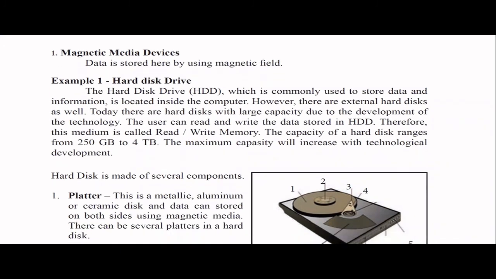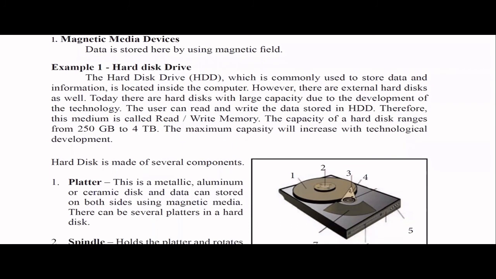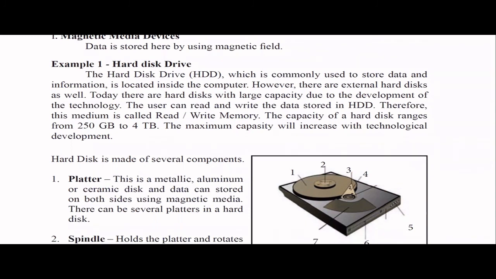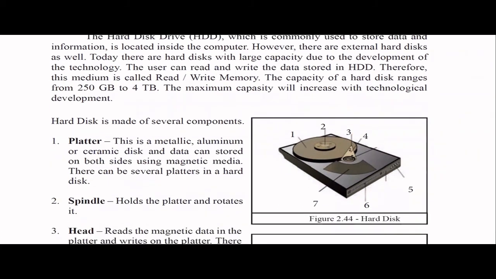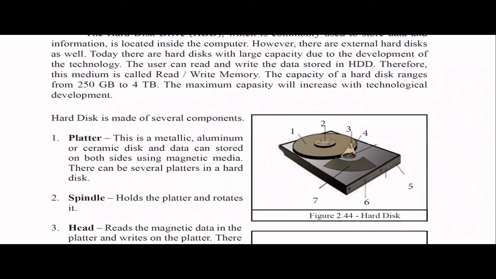The hard disk drive. This is the common and very popular way of storing data in your computer, right? But remember, externally also you can connect external hard disks. They have huge capacities, especially these external hard disks, from 250 GB up to 4 TB, with the technology development. So you can read, write data, no issues. It's a read-write memory. With the development of technology, these capacities are increasing day by day.